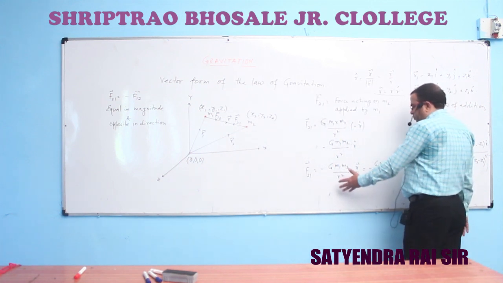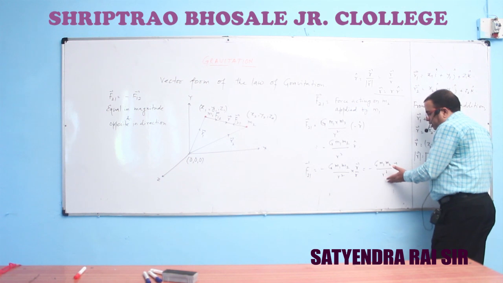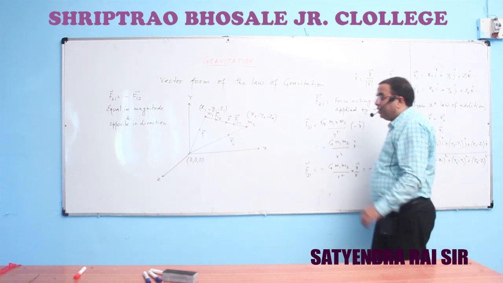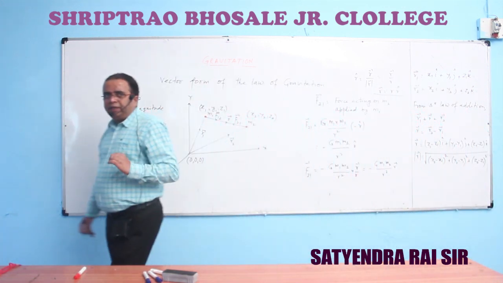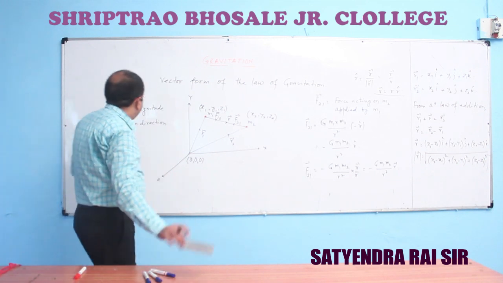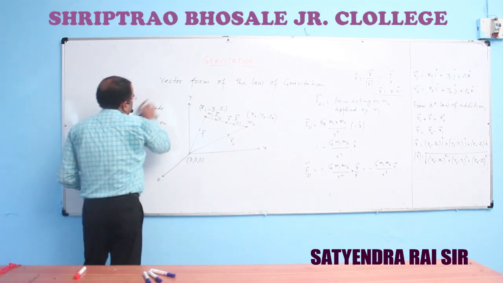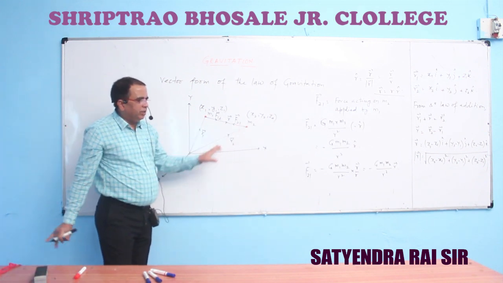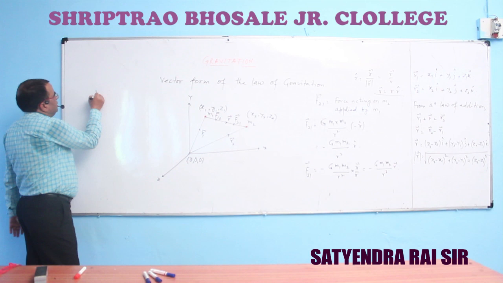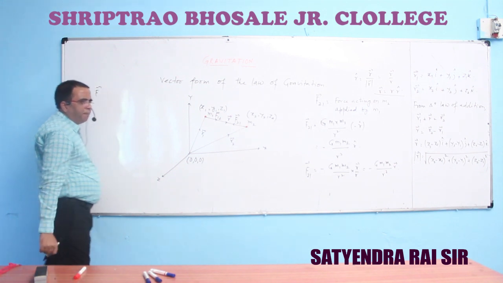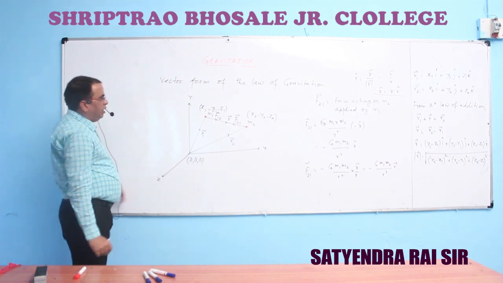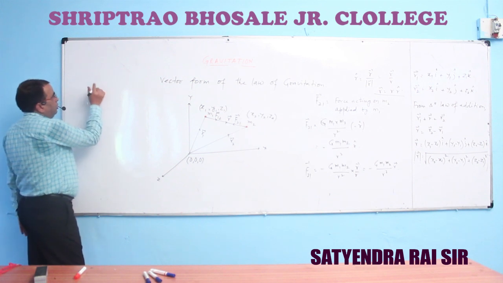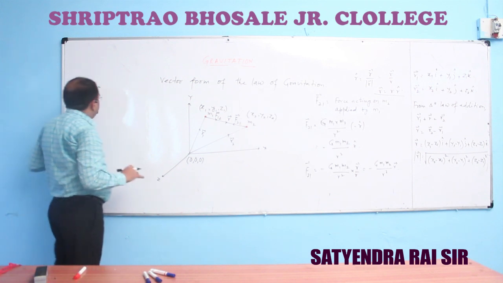F21 is equal to minus G m1 m2 by R cube into vector R. Here, this is a very important thing. There is a question they have asked: if two particles m1 and m2 are there and F represents the force of interaction between them, this force is proportional to what? The question was given in that form.